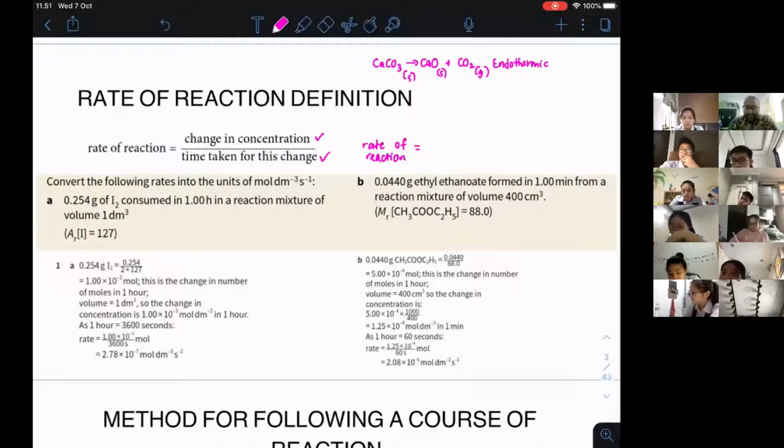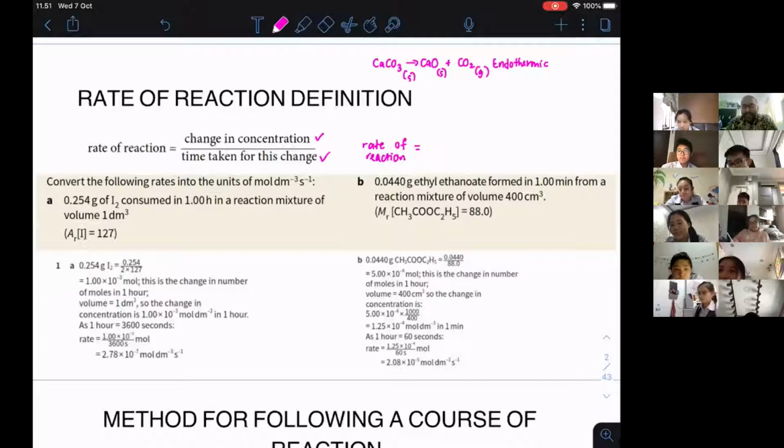What do you think? You're muted, right? Do you know that? No need to Google, Shane. Just let me know what you think. The answer is yes or no. Can we use change in concentration for decomposition of carbonate? Sorry, sir. I'm lagging.